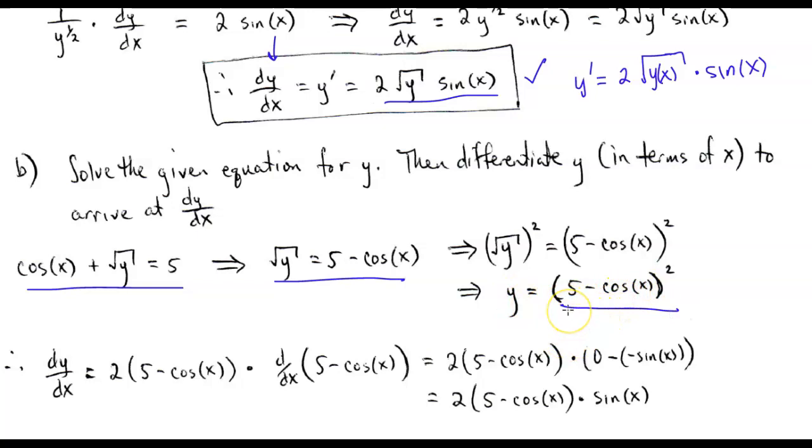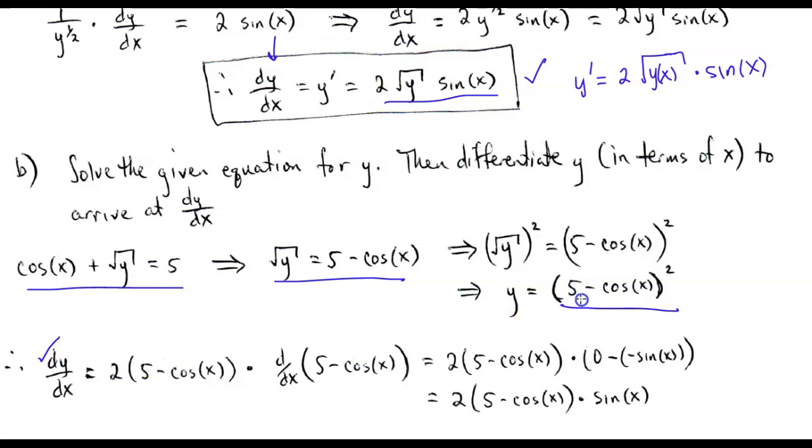Now I just take the derivative of it as I normally would. I know that 5 minus cosine x quantity squared is a composition function in and of itself, so I'll be using the chain rule here. But I'm not using it in a way where I'm taking the derivative of this function implicitly. So this is something different.